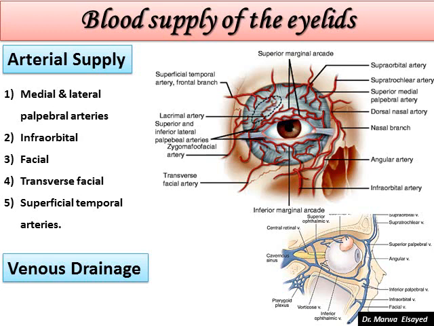Venous drainage of the eyelids: the eyelids drain their veins either superficially or deeply. Superficially, through the veins of the face and the forehead, or the venous drainage passes deeply through the ophthalmic veins, superior ophthalmic and inferior ophthalmic veins.